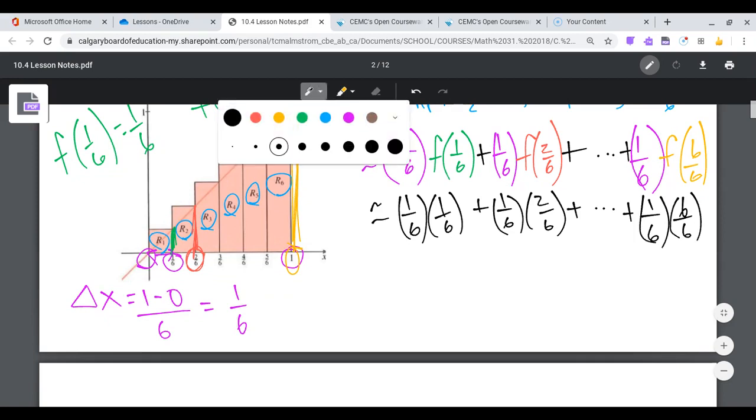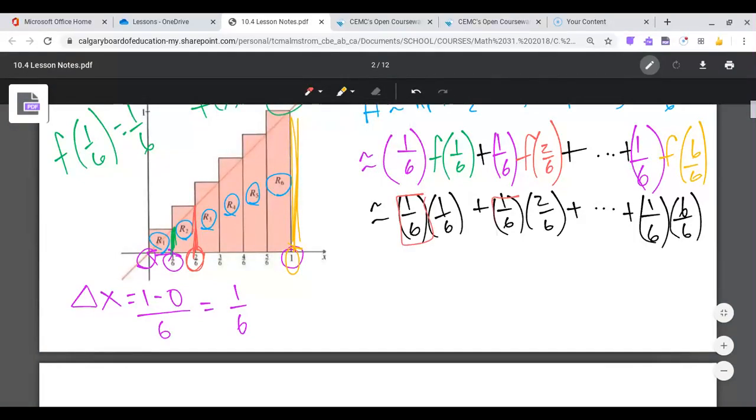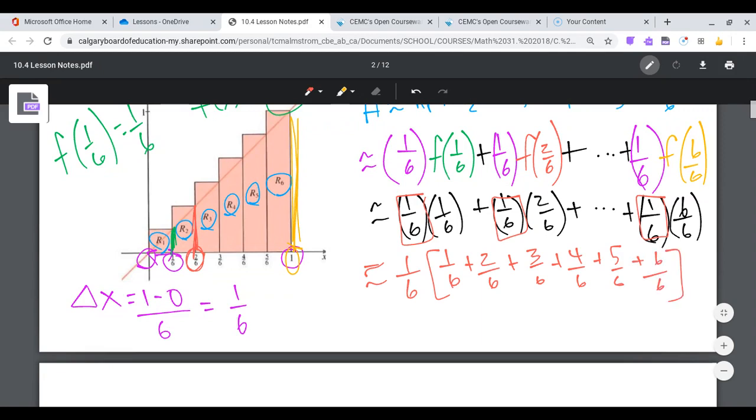One thing I would like to note before we do that, though, is to see that every single one of these has that width. So I could, in fact, factor that out, and then I'd have 1/6 plus 2/6 plus 3/6 plus 4, 5, 6, and 6/6. That's what would be left over. So that's one way to look at it in simplifying. And so what do we get here? We get that this is approximately equal to 21 on 36, which is 0.583 units squared approximately. So it's close to that 0.5, but not quite there.